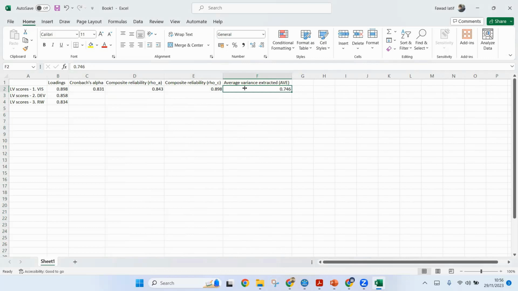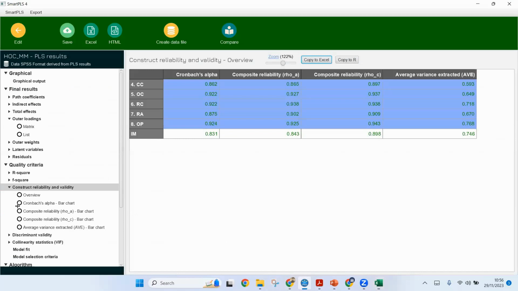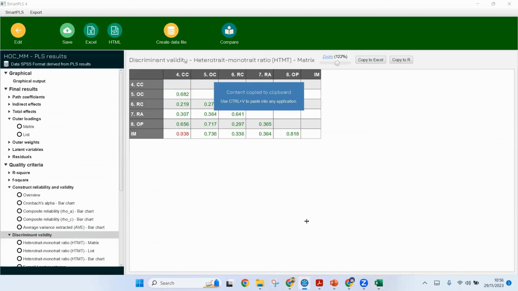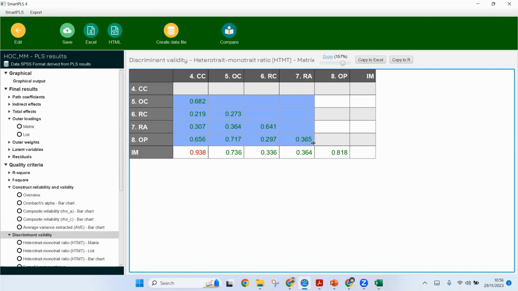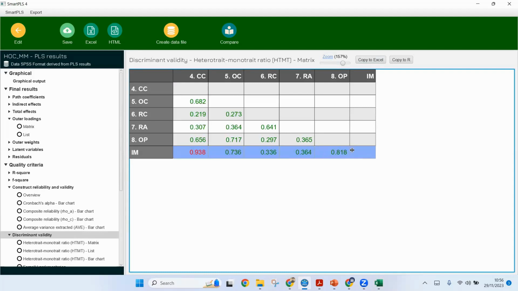Now that this is done, obviously we will have to do one more thing, discriminant validity. Now if you copy to Excel, let's see if we've got a problem, but I guess we have a problem. Now look at the correlation of IM with CC. So IM and CC, there is a discriminant validity issue. I'm not interested in these because they've already been done previously. I'm interested in only this. So IM and CC have an issue of discriminant validity.